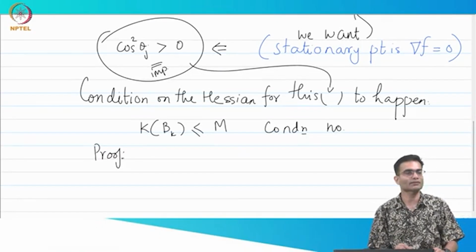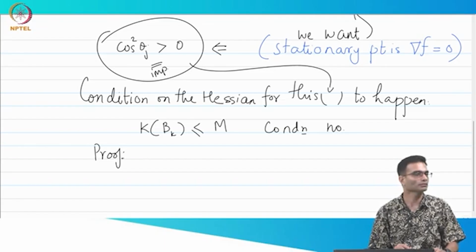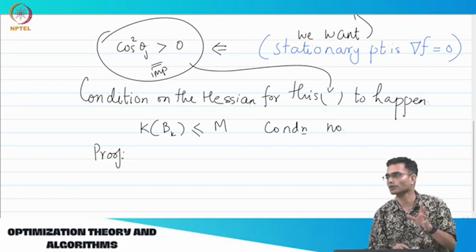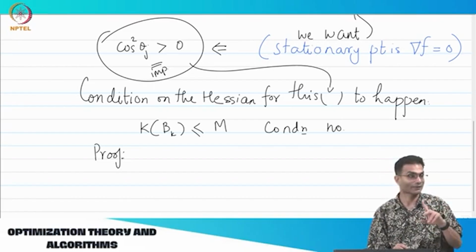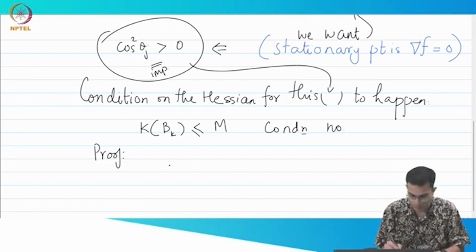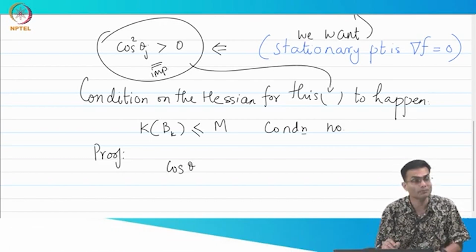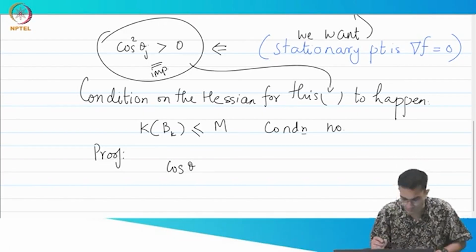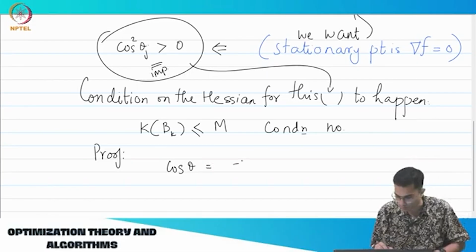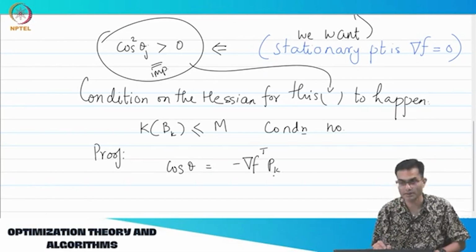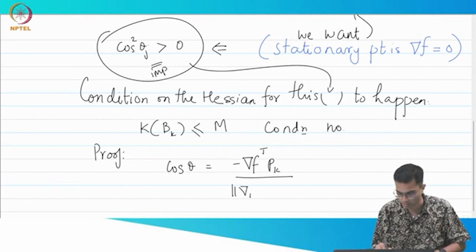Now this cos theta was the angle between what and what? This is related to what we call the descent direction. So p_k and grad f, right? So p_k and minus grad f, right? The gradient, the negative gradient. So cos theta therefore is the angle here: minus grad f transpose p_k, normalized.